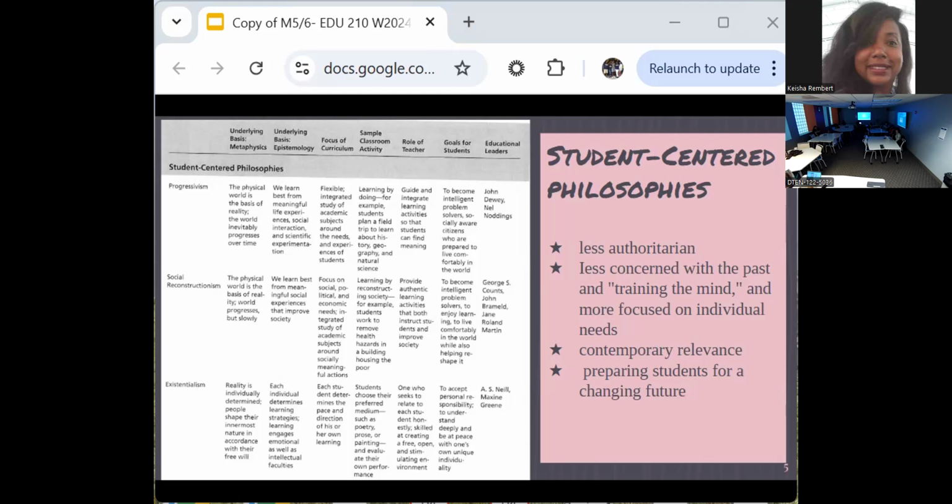Some key figures for this is a man by the name of George Counts, and he wrote a book called Dare the Schools Build a New Social Order? And then Paulo Freire, who is a Brazilian educator. He was more of a philosopher, but then turned educator. And he really believed and wrote a lot about education empowering the oppressed. Education as a means of empowering the oppressed.